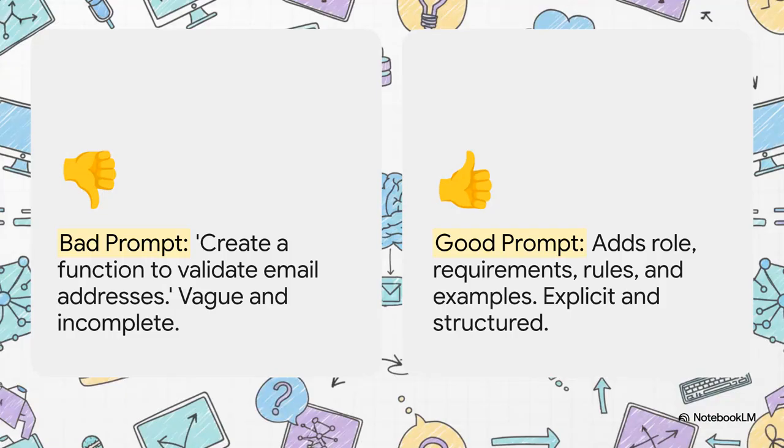Okay, let's start with code. The bad prompt is just, create a function to validate email addresses. So vague. But look at the good prompt. It is a thing of beauty. It follows our rules perfectly. It assigns a role. You are an expert Python developer. It lays out requirements, like using regex and including error handling. It even gives a crystal clear example of what it wants. Night and day, right? This is how you get code you can actually use.